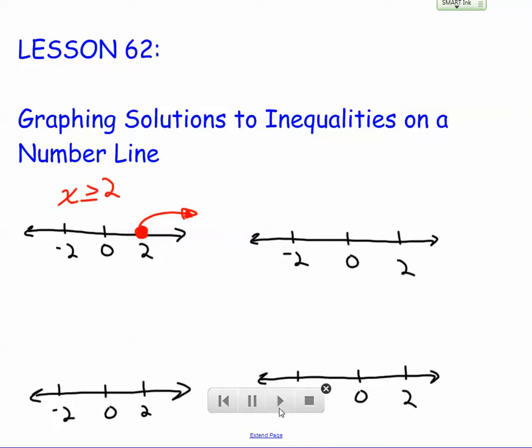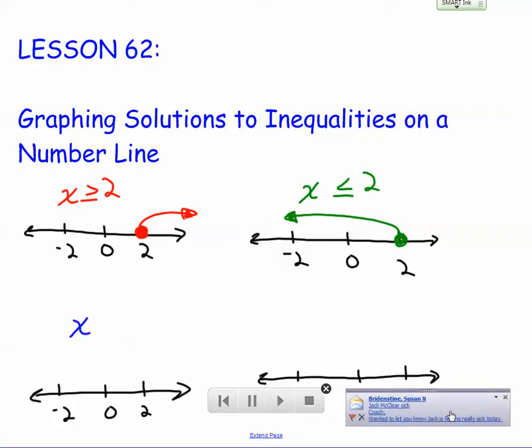Likewise, we could also do x is less than or equal to 2. So we do a little dot on 2, an arrow to the left, and there are all the values that solve this inequality. So all these values over here, and it goes on to negative infinity, will solve that inequality.